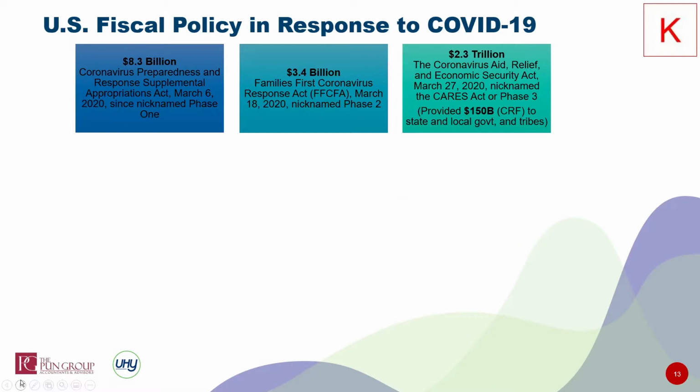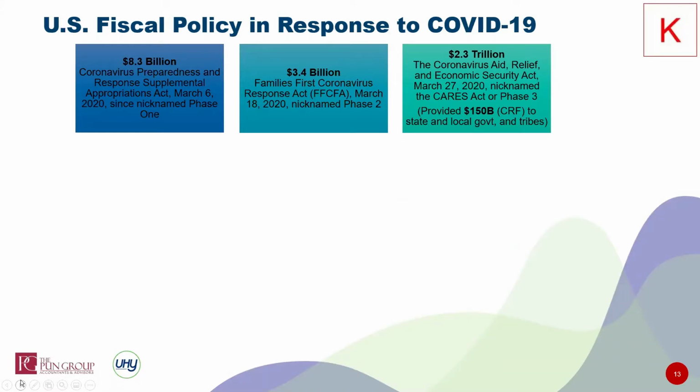And then you can see over on the right-hand column is the largest of those bills, which is $2.3 trillion in funding. And that's really what we call the CARES Act. But for purposes of the rest of this funding, we're going to just refer to it all as CARES Act, even though it may fall under separate names like the FFCRA.